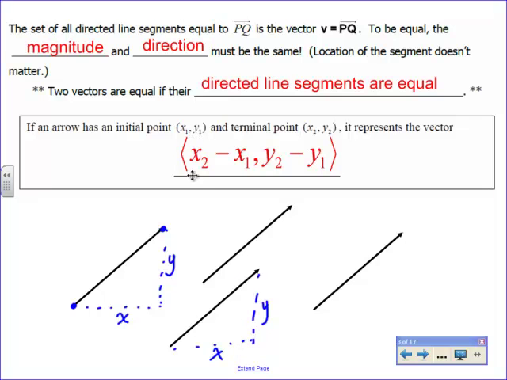So we have our 2 points, our initial point x1, y1, and our terminal point, x2, y2. So to figure out how far it ran, the x value, you would do x2 minus x1. To figure out how far it rose, your y value, you would do y2 minus y1. That'll find that distance. If you end up with those values being the same for any given vector, then the vectors would be considered equivalent.